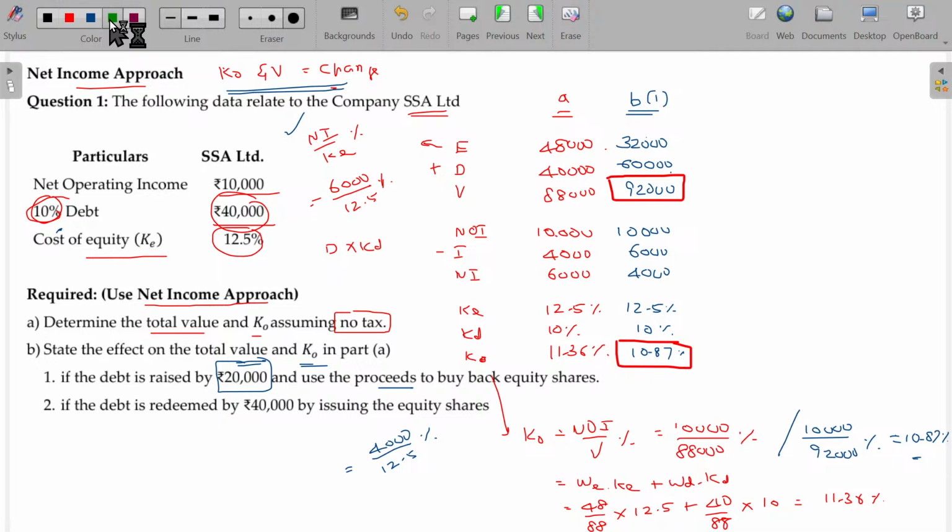Always remember KD is lesser and KE will be higher. Will it be reversed? In practice, it's always the reverse only. KD will be higher. That's why some companies and some individual people also get debt trapped. Okay. Now B2.